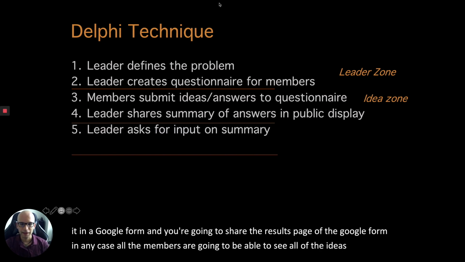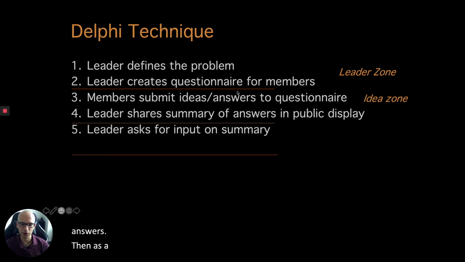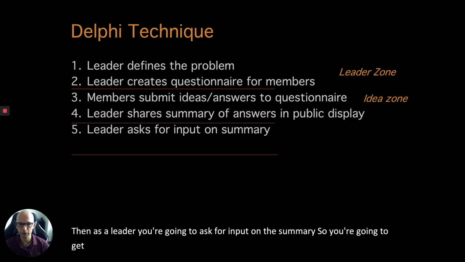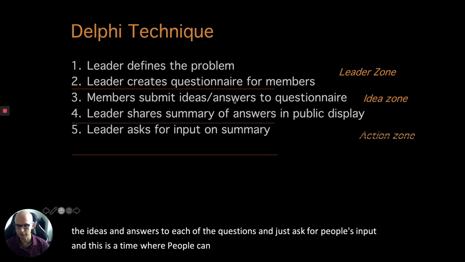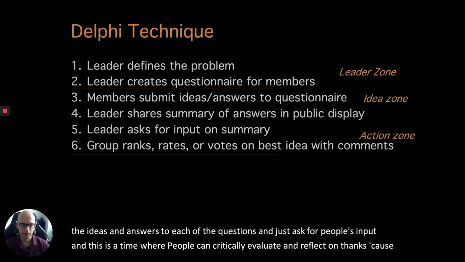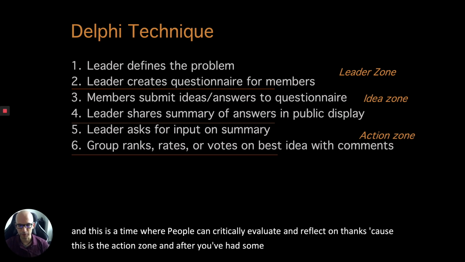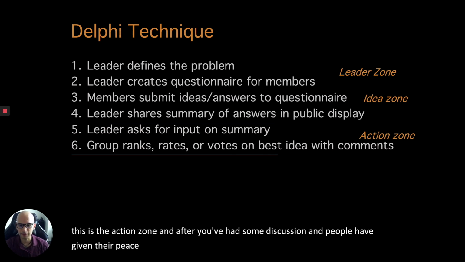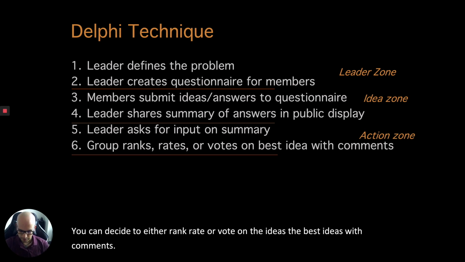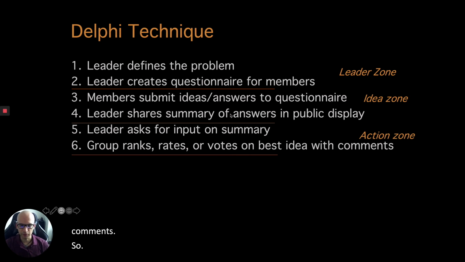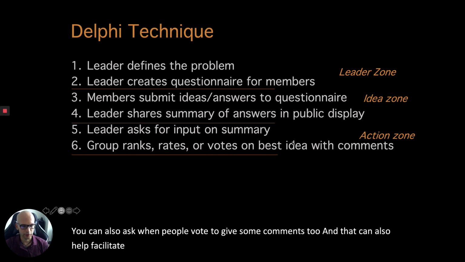Then, as a leader, you're going to ask for input on the summary. So you're going to give people time to look at the summary of answers that were submitted and all the ideas and answers to each of the questions, and just ask for people's input. And this is a time where people can critically evaluate and reflect on things, because this is the action zone. And after you've had some discussion and people have given their piece on the ideas in the summary, you can decide to either rank, rate, or vote on the ideas, the best ideas, with comments. You can also ask when the people vote to give some comments too, and that can also help facilitate further input. So this is the action zone.